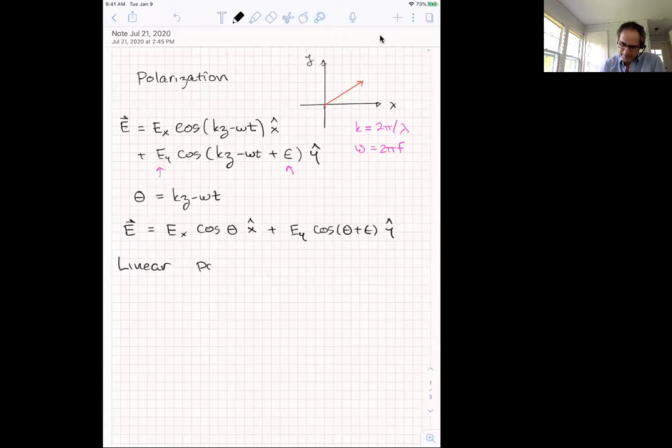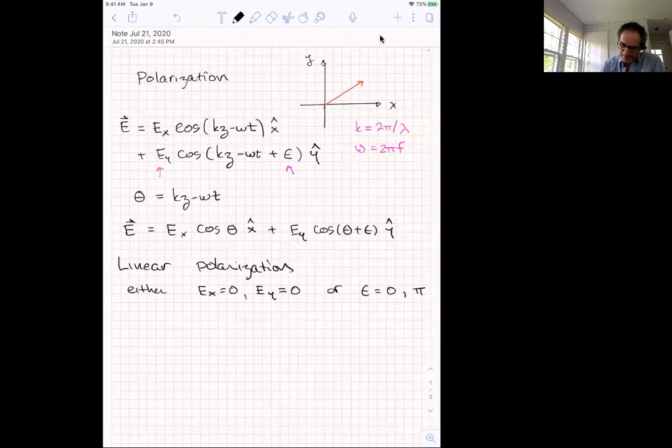Now we can look at some special cases. First, the case of linear polarization. For linear polarization, either Ex equals 0 or Ey equals 0, or they can both be non-zero and the phase difference can be 0, or, well, it could also be pi. That would produce the same result.